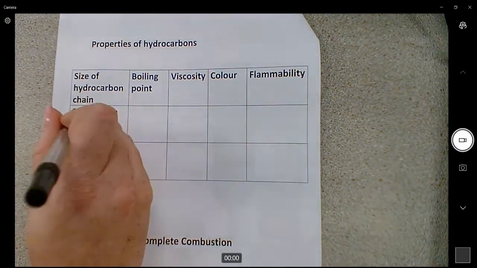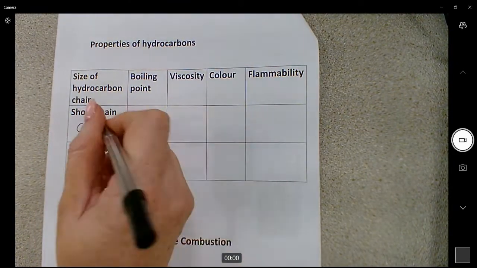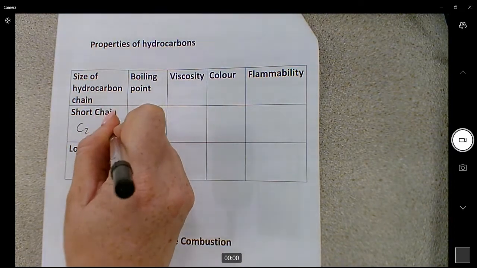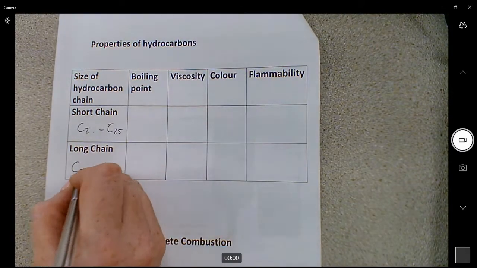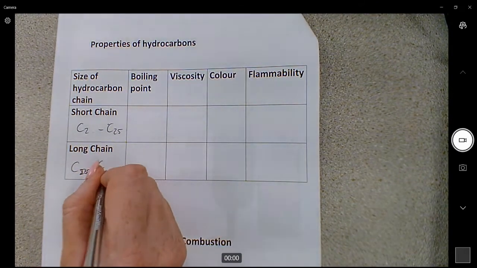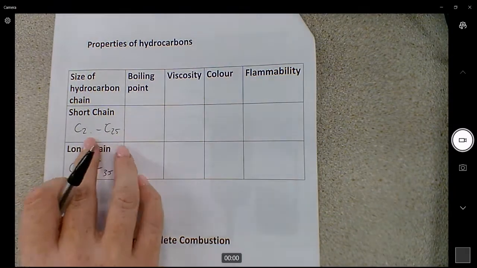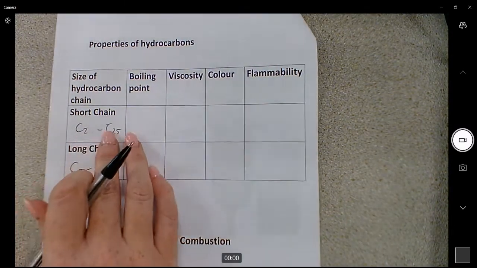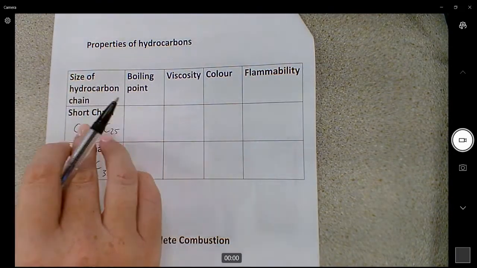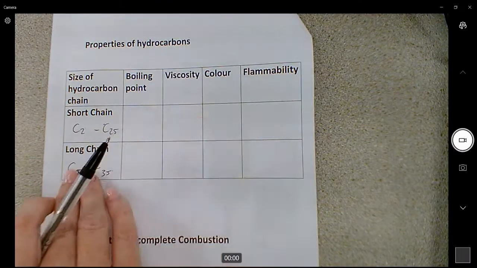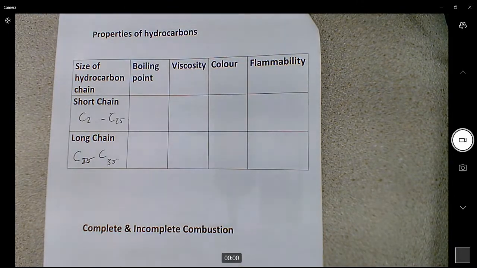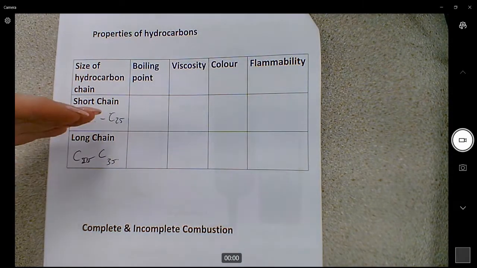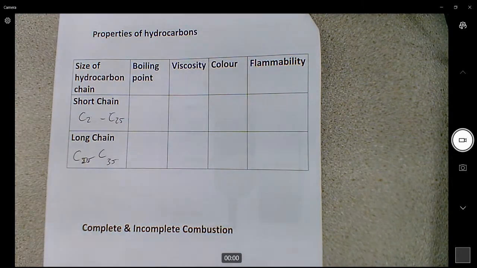So when I'm talking about a short chain, what I'm talking about is carbon 2, sorry. It varies. So up to carbon 25 or something like that, and then 25 up to carbon 35. It's just to show you that the carbon chains are getting bigger. So I'm going to go through just the overall. So shorter chains, overall, their properties are this. Longer chains, overall, the properties are that. You might have a range of different size chains and then have to put their properties to that. Just remember that the principle is the same. So don't worry too much about that.